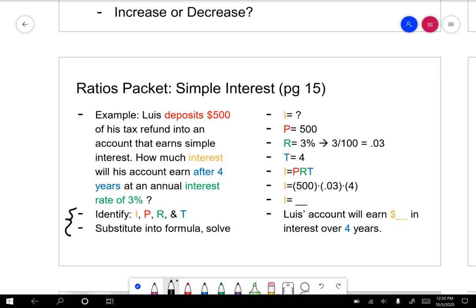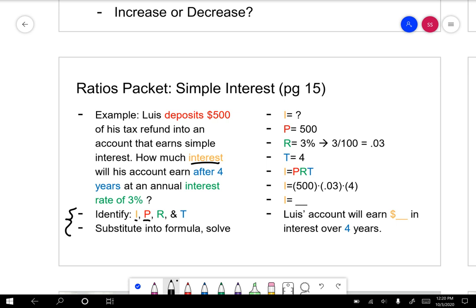So the first thing you'd want to do is identify the missing things that we have, or what we do know, right? What we know and what we don't know. Just like we have with all the other word problems we've been dealing with. So you're going to want to identify the interest.